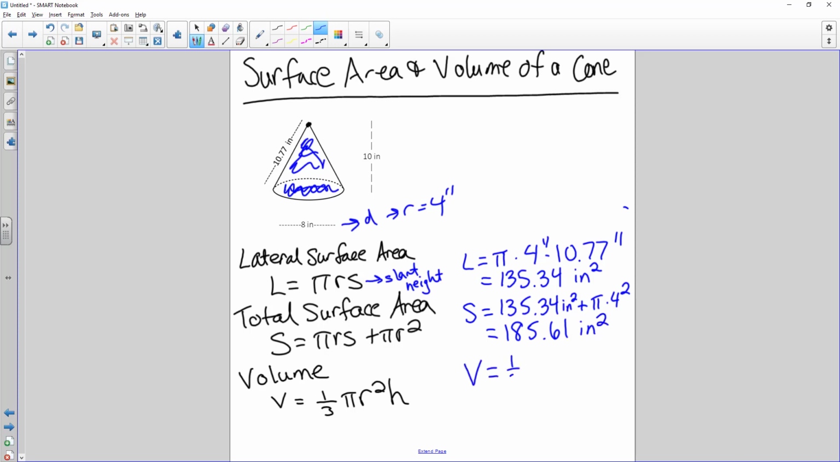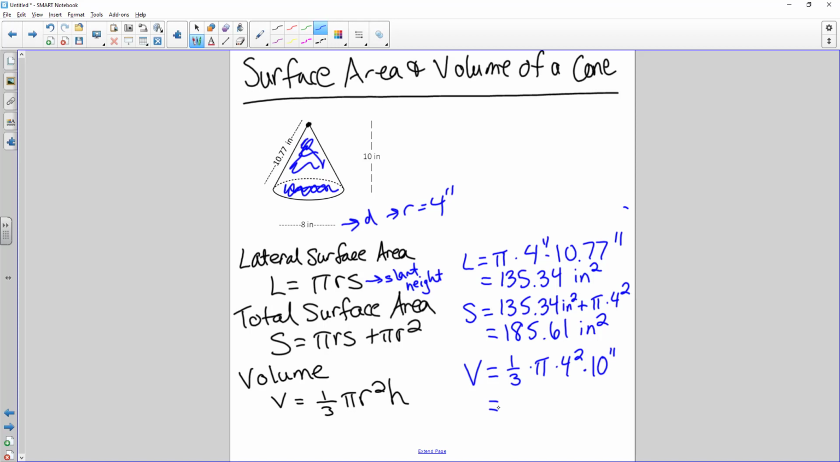Okay, now volume: 1/3 times pi times 4 squared. Now in this case I'm multiplying by the normal height, in this case 10 inches. Not the slant height, the actual height, which means the lowest point to the highest point.